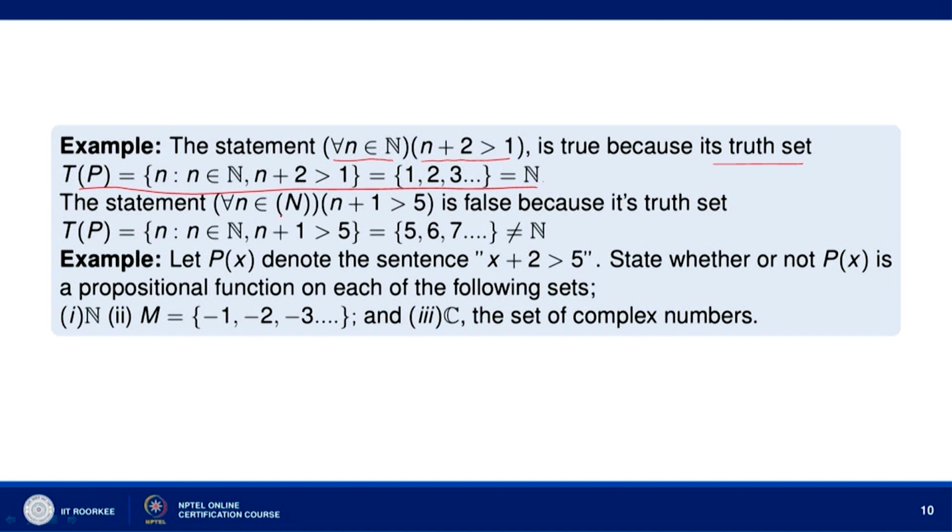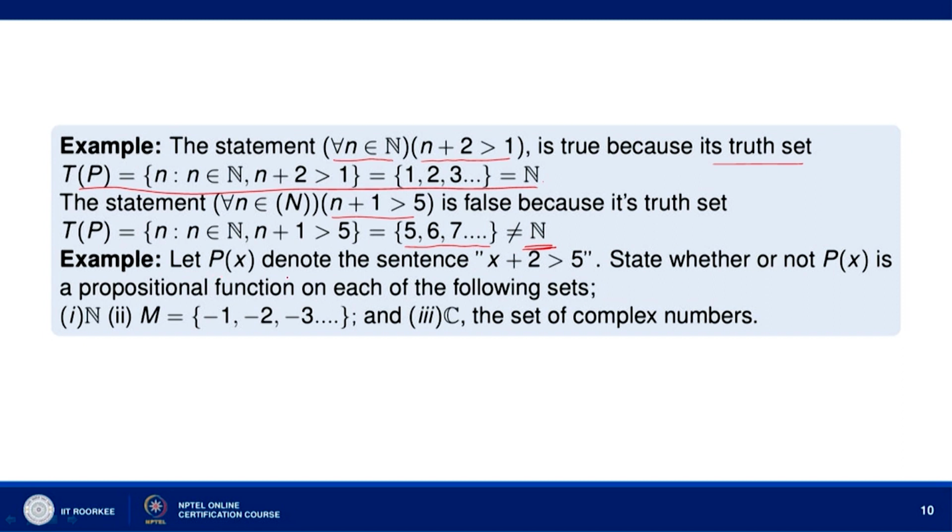The statement for all n belonging to N, n plus 1 is greater than 5 is false, because when n takes values 1, 2, 3, 4, then n plus 1 greater than 5 is not true. Only when n takes values starting with 5, that is 5, 6, 7 and so on, is n plus 1 greater than 5 true. So T_p here is the set consisting of 5, 6, 7 and so on, which is not equal to N, and therefore this statement is false.